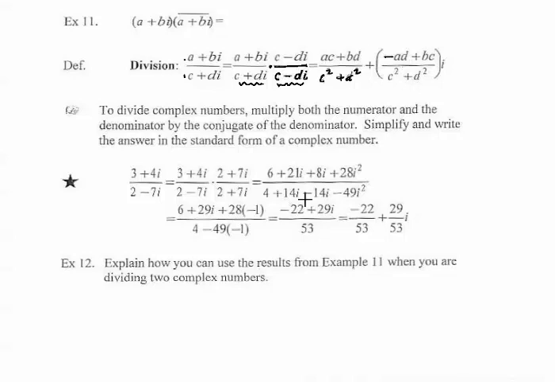So example 12 is telling us how, explain how we can use the results from example 11 when you are dividing two complex numbers. Well, it just gives us a shortcut. You can obviously see in the denominator of this division, it prevents us from having to use the full method. Okay, instead we can just pull out the numbers and square them and then add them.